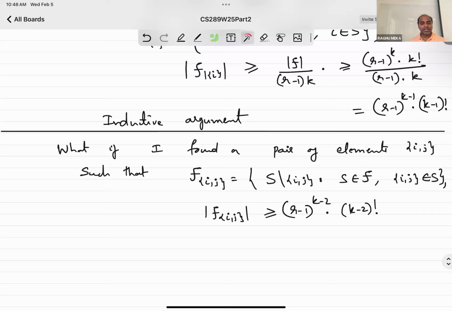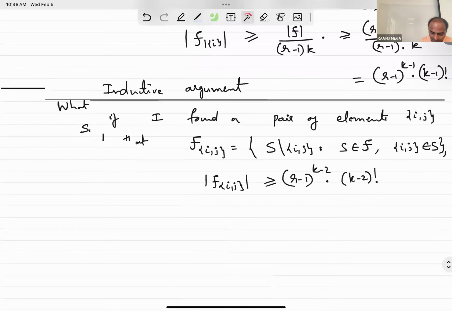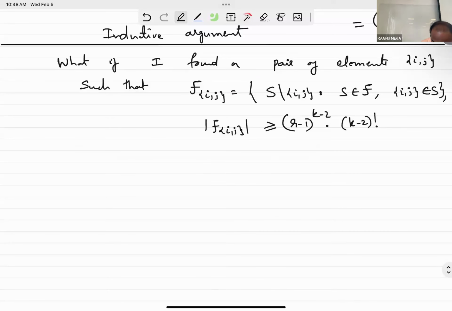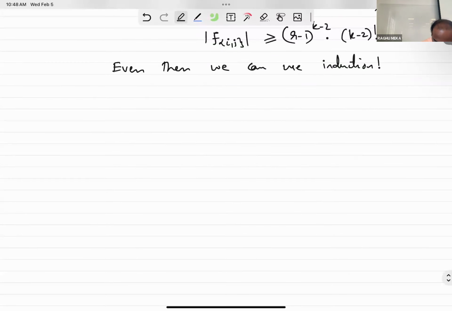Okay. So this is exactly what we are going to do, right? So even then, we can use induction. Instead of taking one element out, I can try and be greedy and say, take whatever size elements that you want, but after that, I need to find a family which is still somewhat big. So that's the first idea.